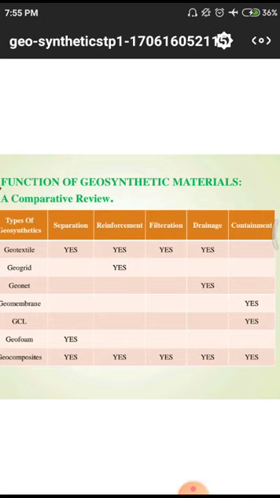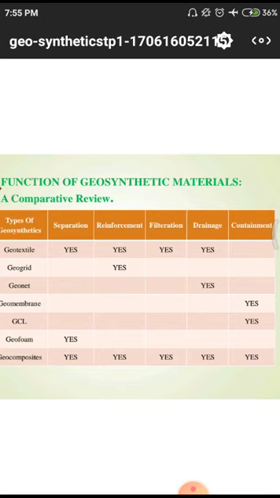And containment. In those areas also we have to utilize these different aids. First of all, geotextiles will satisfy majorly four properties: separation, reinforcement, filtration, and drainage.